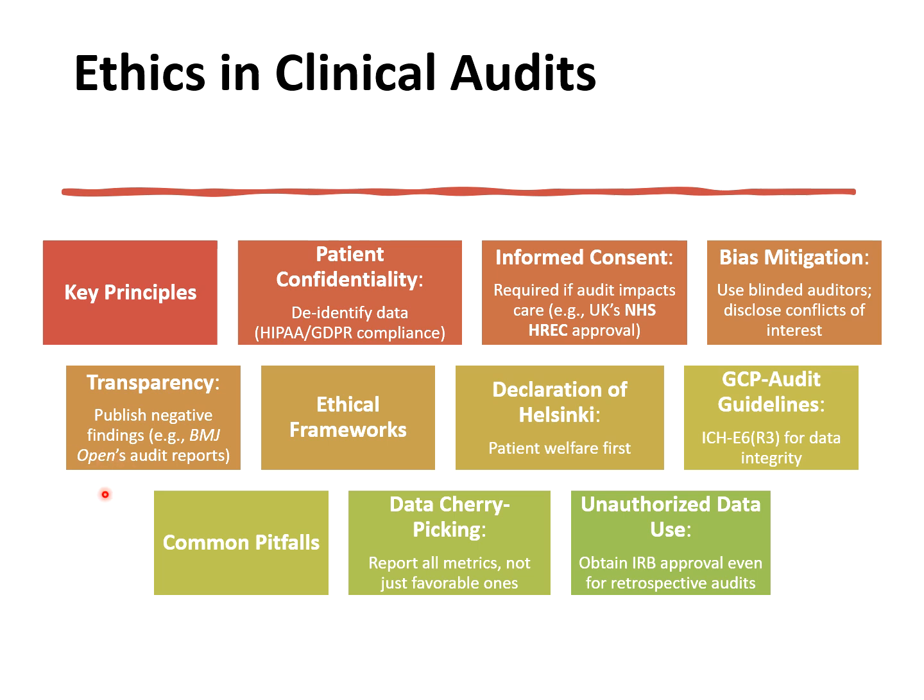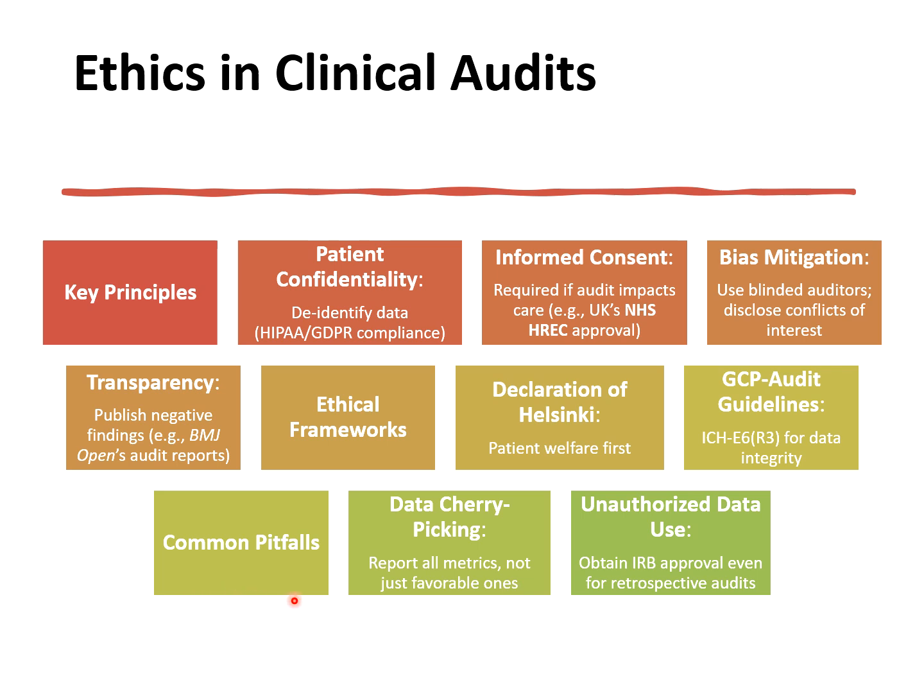Transparency: publish negative findings as well, along with the positive findings. There are BMJ Open audit reports available. There's a place to publish. And there are many other options as well other than BMJ. Then ethical frameworks need to be followed, like the Declaration of Helsinki, where patient welfare first needs to be followed as a principle. And GCP audit guidelines are also there, and they also ensure data integrity.